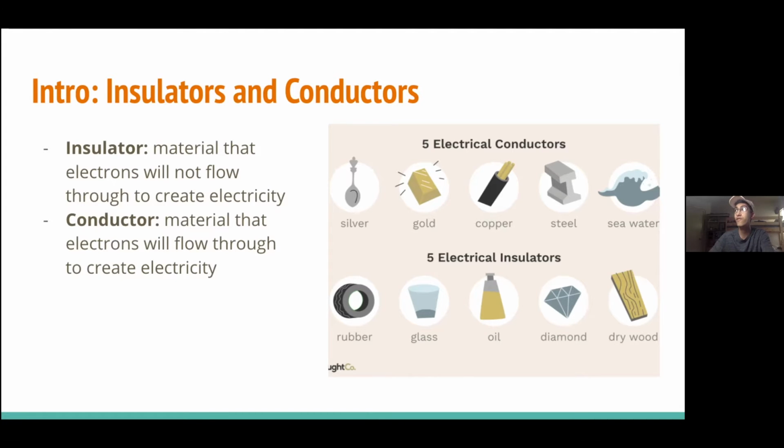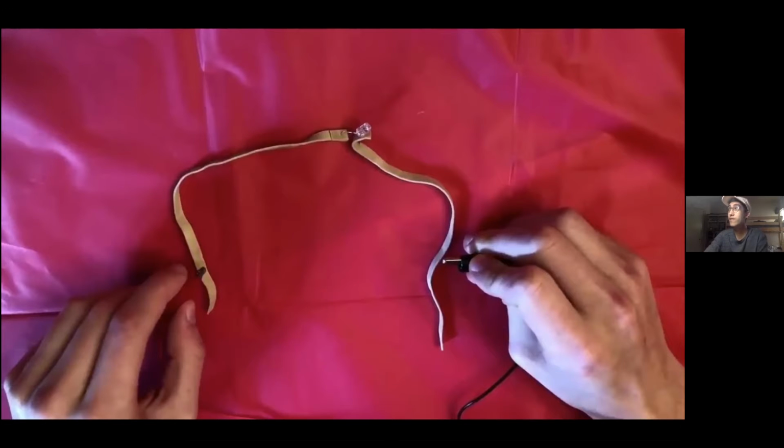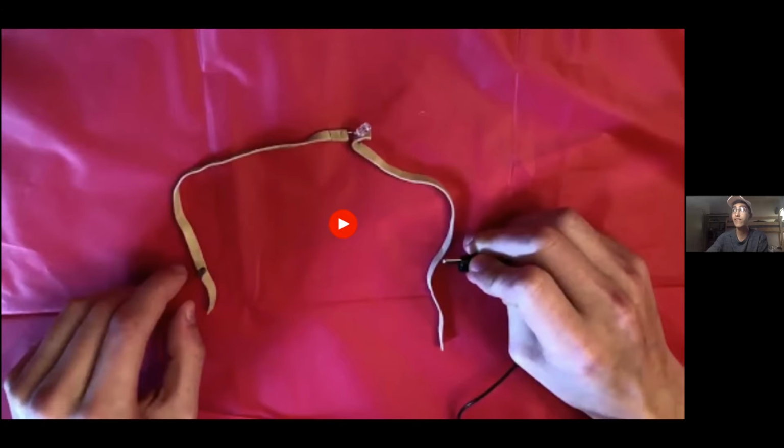So silver, gold, copper, steel, seawater. Usually metals are really, really good conductors. Insulators are things that usually aren't metal. So rubber, glass, oil, even diamond. And those are all things that don't allow electricity to flow. All right, so now we're going to look at an example of how conductors and insulators work in a circuit.